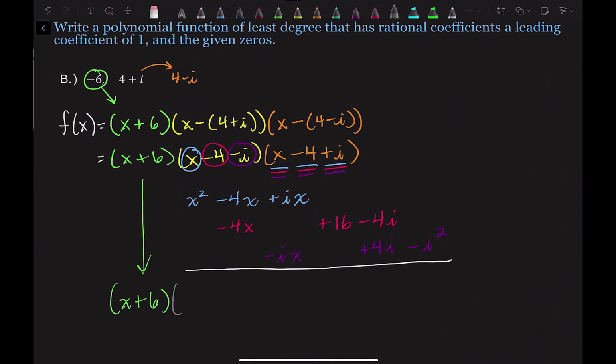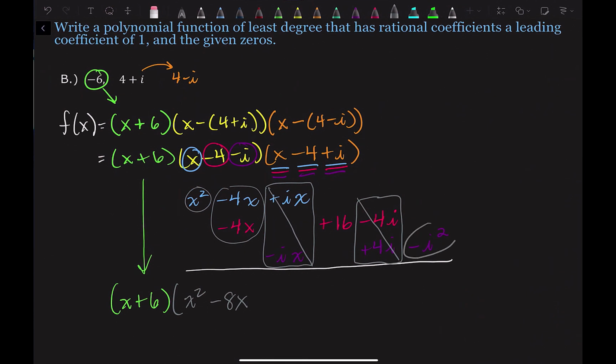And that's going to get multiplied by whatever we get from adding all these terms together. That's going to include an x squared from right here. It's going to include a minus 8x from right there. And look at what goes away. The ix and negative ix are opposites and they go away. The negative 4i and positive 4i go away. And then, very importantly, negative i squared, because i squared is negative 1, is plus 1.